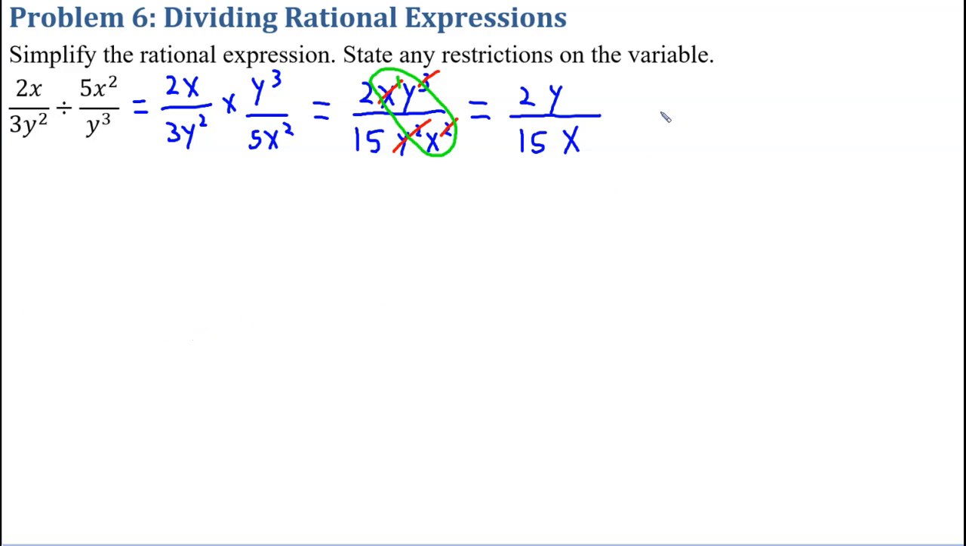Once again, I want to look at restrictions. For this, I can't have x equal to 0 because that would cause division by 0. And also y is not equal to 0 as well.